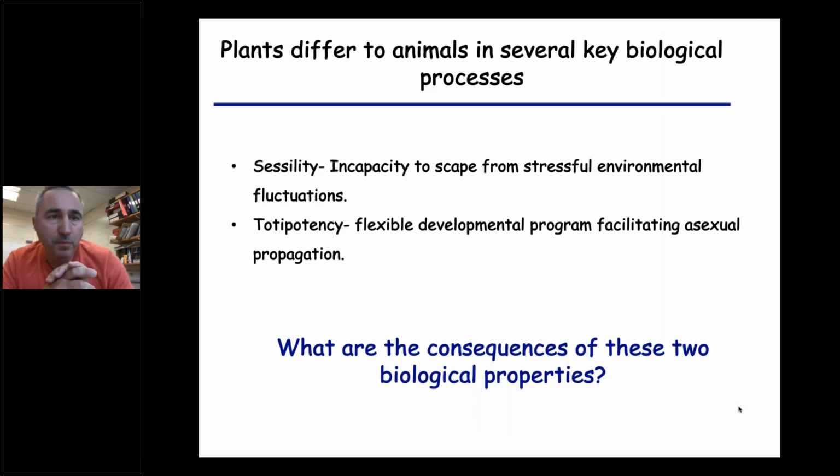Okay. So I would imagine the audience is primarily plant biologists, and I guess you are aware that plants differ from animals in several processes, but two of the most important ones from our point of view are sessility, which is the incapacity to escape from stressful environmental fluctuations, and perhaps linked to this is totipotency, which is the capability of adapting a developmental program to reproduce asexually. And what my group has been trying to investigate is both of these questions and the consequences of these biological properties in plants.